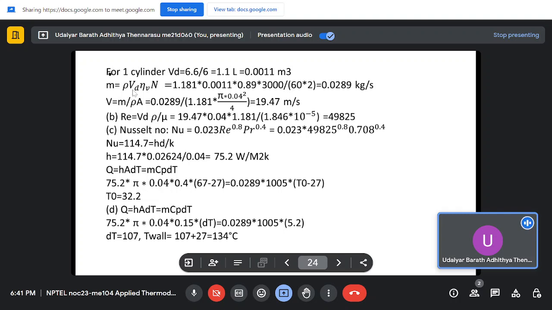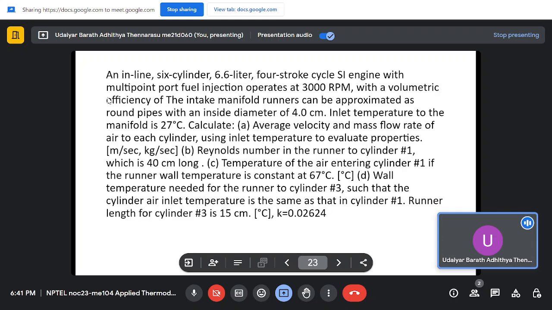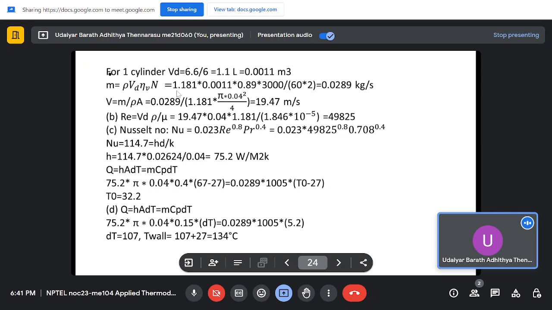So now the mass flow rate for each cylinder is known. We have calculated mass flow rate. Now the velocity in the inlet manifold is m dot by rho A. So we are approximating that as a cylinder of 4 centimeter inside diameter. So we know rho is 1.181 and the area is pi into 0.04 squared by 4.